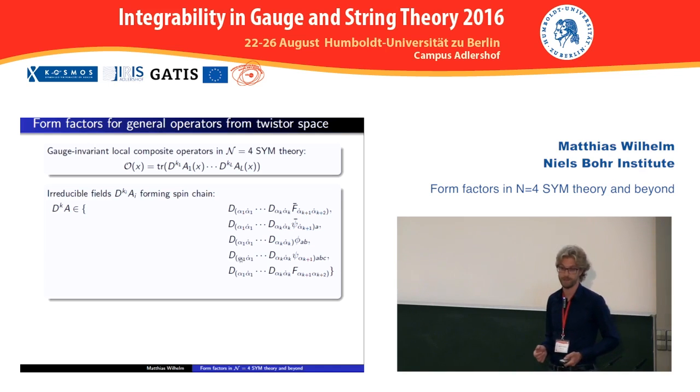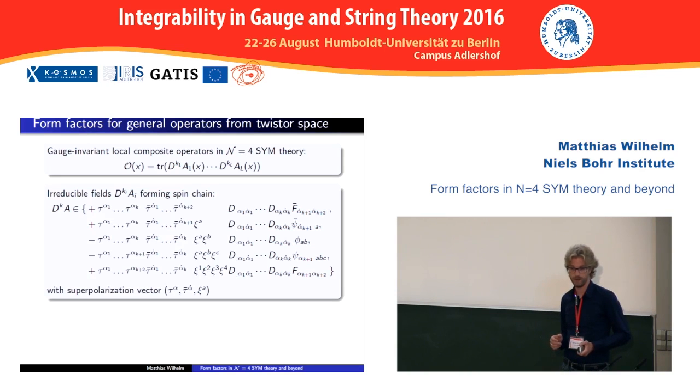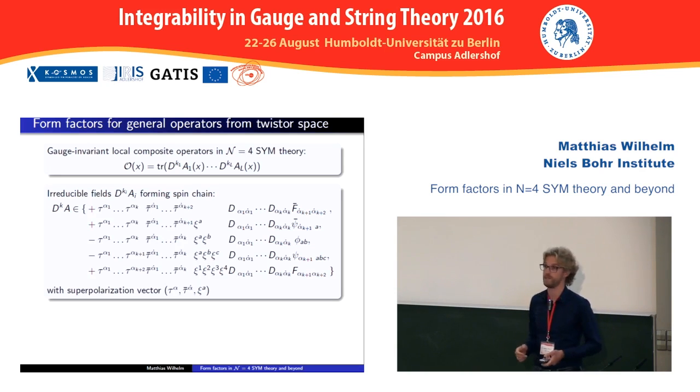Moreover, we can have covariant derivatives acting on the different fields in such a way that all the SU(2) indices alpha and SU(2) bar indices alpha dot are completely symmetrized. In order to perform the symmetrization, we can contract the open indices with superpolarization vectors that are light-like, and then we can recover the indices by taking derivatives with respect to the components of these superpolarization vectors.